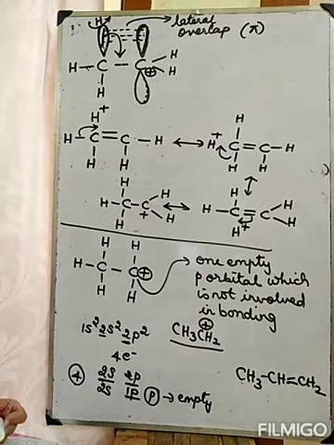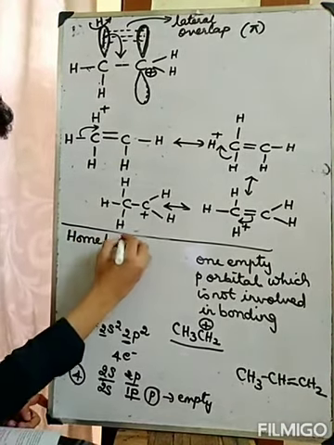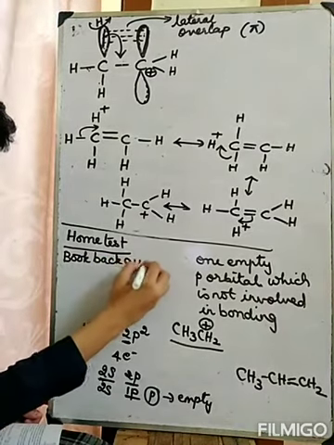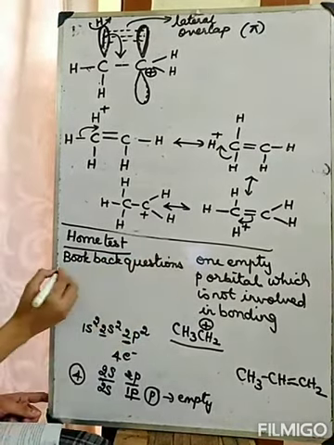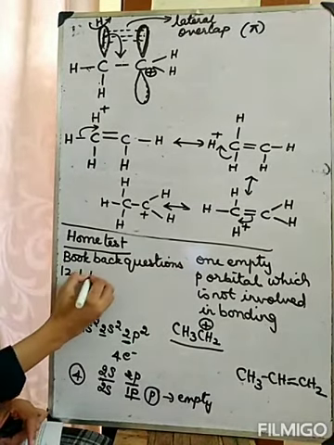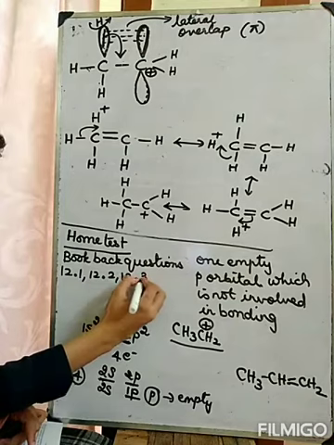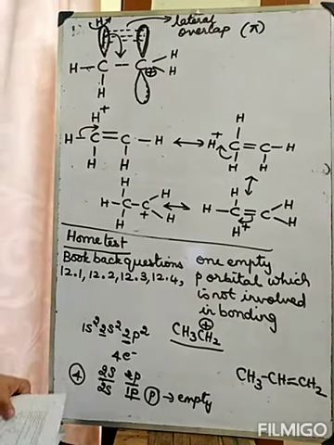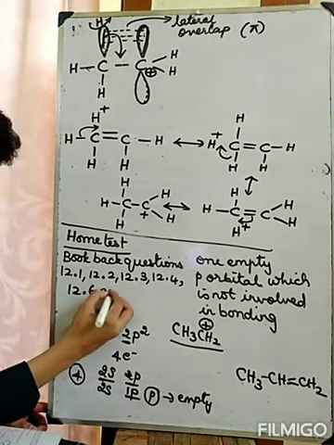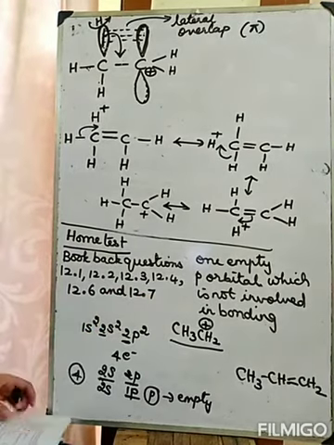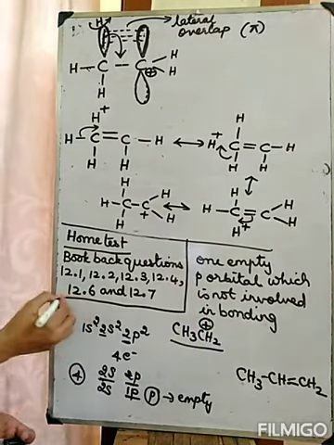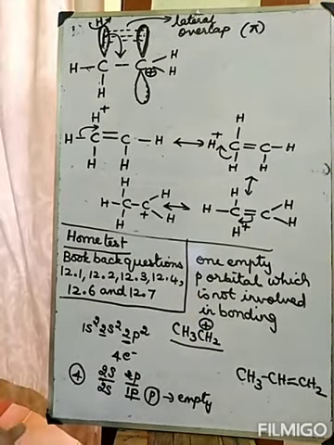Your home test. Home test means you have to complete it with a parent's sign. Home test is your book back questions, NCERT book back questions. Question numbers 12.1, 12.2, 12.3, 12.4, 12.6 and 12.7. So these 6 questions you will be doing as a home test and you have to get a parent's sign. Don't search the internet for answers, do it without searching.